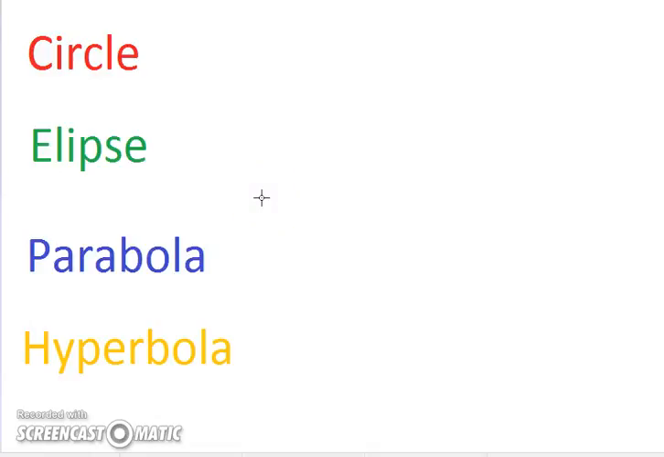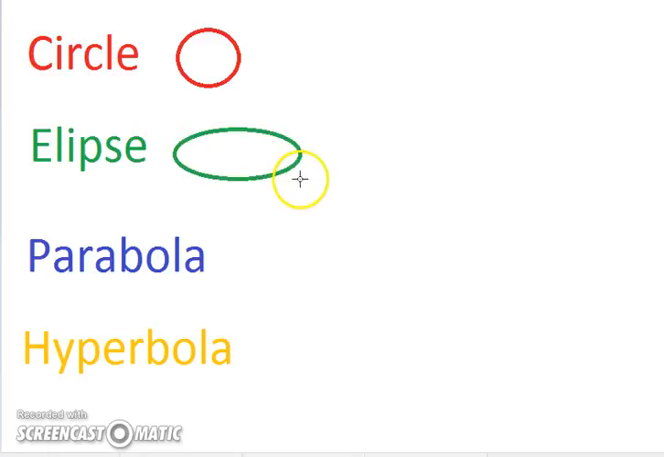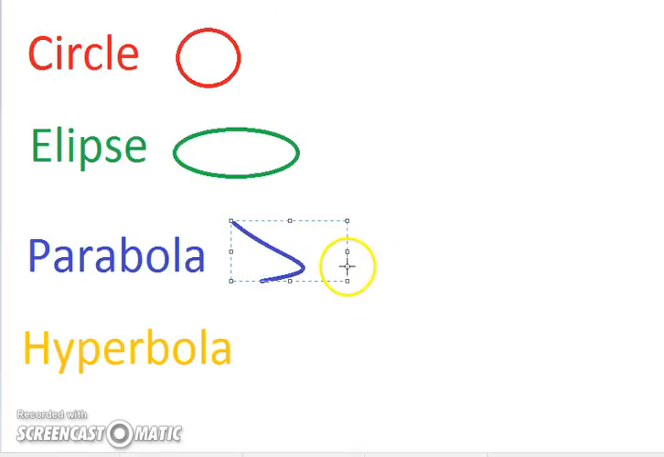Today we're going to be looking at conic sections, and there are four shapes: circles, ellipses, parabolas, and hyperbolas. Circles, as you might know, look like that. Ellipses are more like an oval shape and look like this. Parabolas are more like a U shape and look like this. And hyperbolas look very similar to parabolas, but they're actually like a U and an N shape.